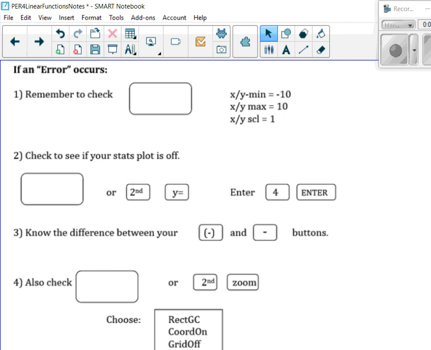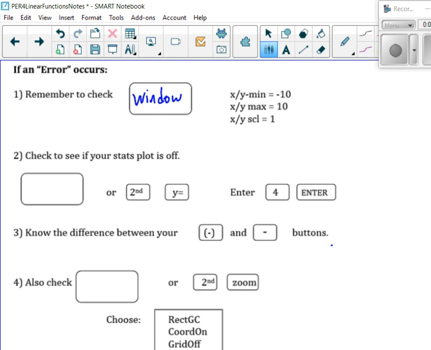So if an error occurs, all these things happen all the time. It's like, my graph doesn't work, blah, blah. So have this page ready to go. If an error occurs, remember to check your window settings, right? Remember to check your window settings if you ever get an error.